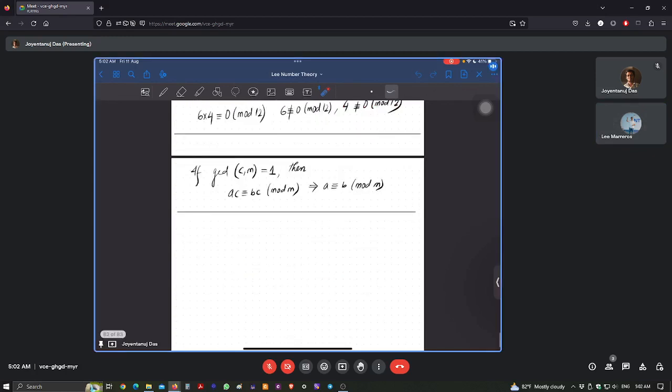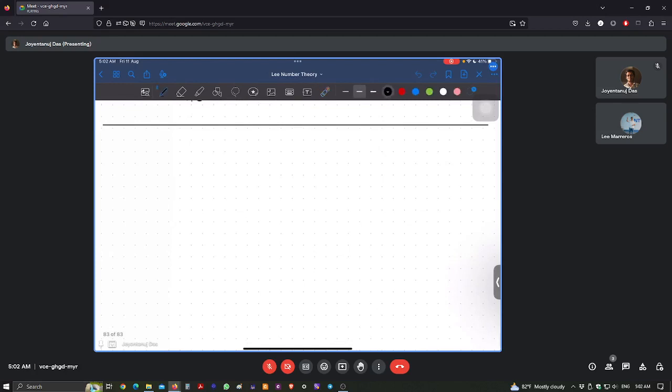Okay, so next, we can solve equations for congruences. In a similar way to equations, congruences with unknowns can be solved in the same way that equations are solved.